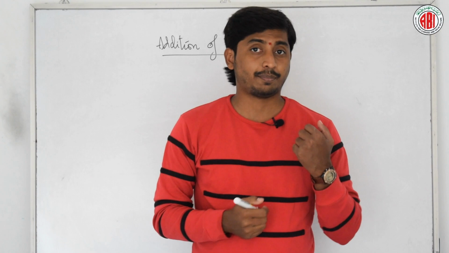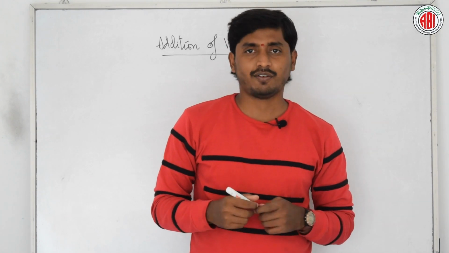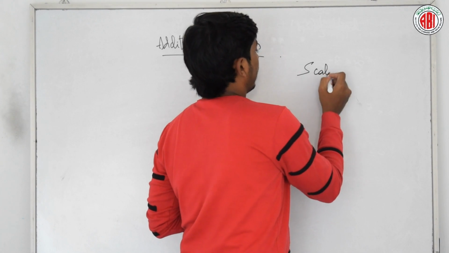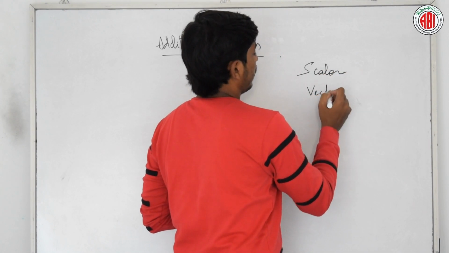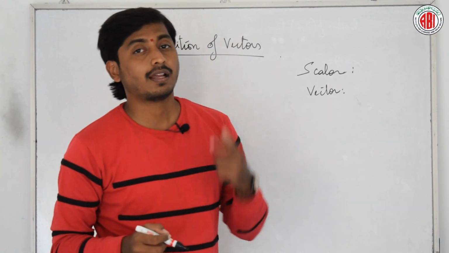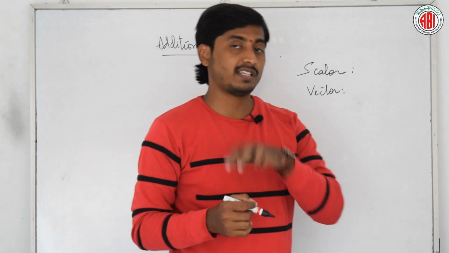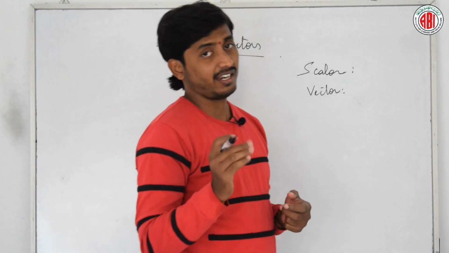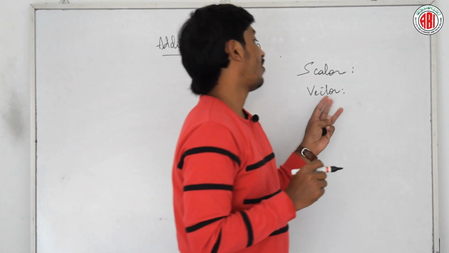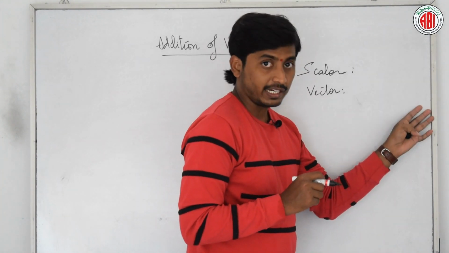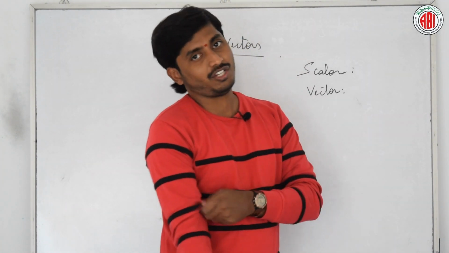Before going into the chapter, I think you have a basic introduction about what is a scalar and what is a vector. Just tell me what is a scalar. A scalar is a physical quantity which has only magnitude. That's the basic definition you would have studied in your physics. Then what is a vector? A vector is a physical quantity with magnitude and also a direction.